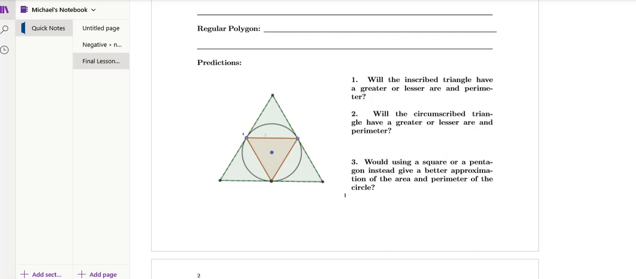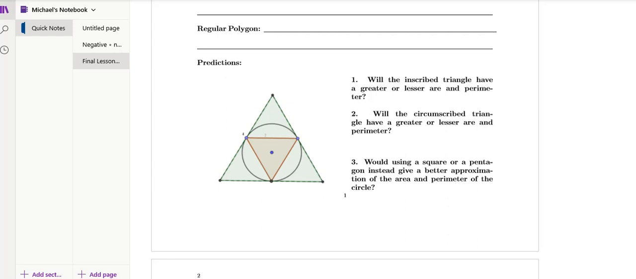Look at the inscribed triangle, look at the area and the perimeter of that triangle, and compare it to what you think the area and the perimeter of the circle would be. And try to think about whether it would be less than or greater than. Now do the same thing with the circumscribed triangle. Do you think the area of the circumscribed triangle would be greater or lesser? And what about the perimeter? And next, would using a square or a pentagon instead of a triangle give better approximations of the area and perimeter or circumference of the circle?